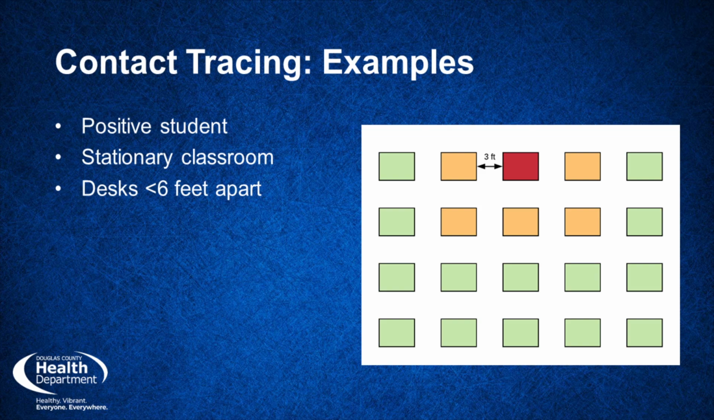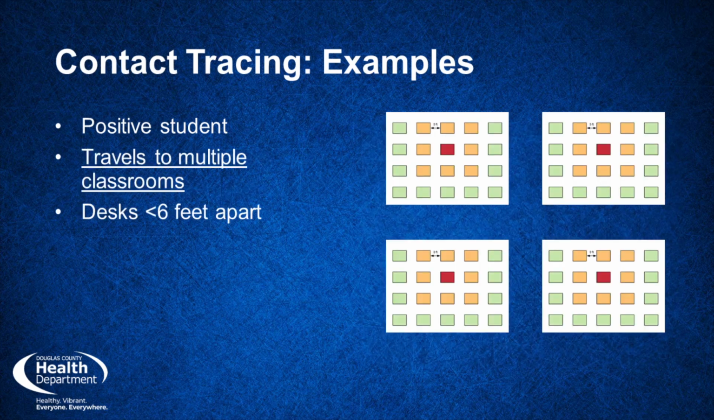Now, it would change a little bit if that student is on the edge of the classroom. This is the same situation as before, just a different desk position. Here you can see that if you have a positive student, but the student travels to multiple classrooms, say in a high school situation where the student goes to math, English, history, and science, all in different classrooms, you can see how many more students are now exposed. These are all desks that are less than 6 feet apart, and you can see how that number of students that now need a quarantine increases.